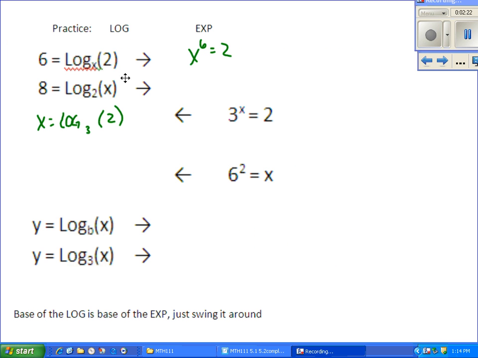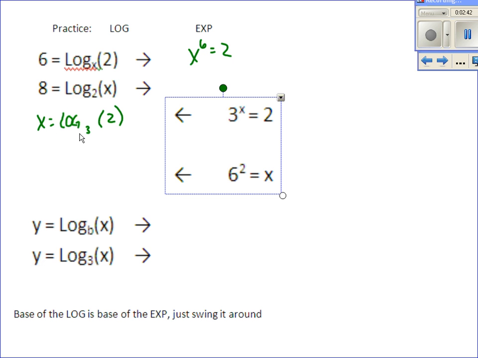A couple more examples. 6 equals log base x of 2 in log form. To rewrite in exponential form, swing the x over, push up the 6, x to the 6 equals 2. In exponential form, 3 to the x equals 2. Take the 3, swing it to the other side, becomes the base of the log, and we get x equals log base 3 of 2.